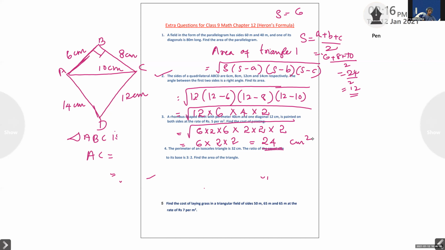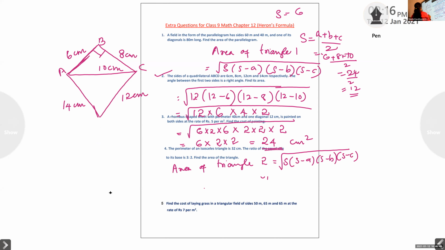Yes, ma'am. Then area of triangle 2 equal to again root of s into s minus a into s minus b into s minus c. But here s is different. S is 14 plus 12 plus 10 by 2. That is 26 plus 10, 36 by 2. Is it 18?